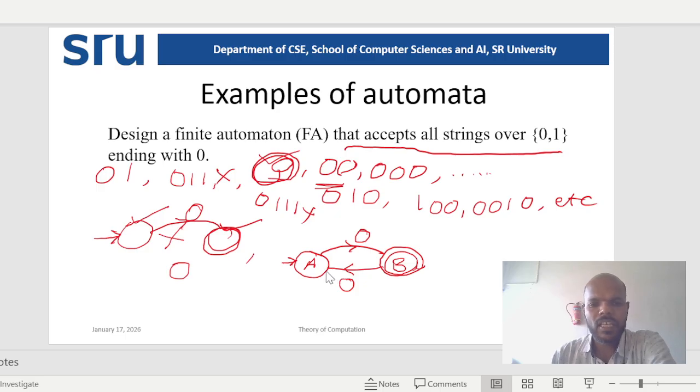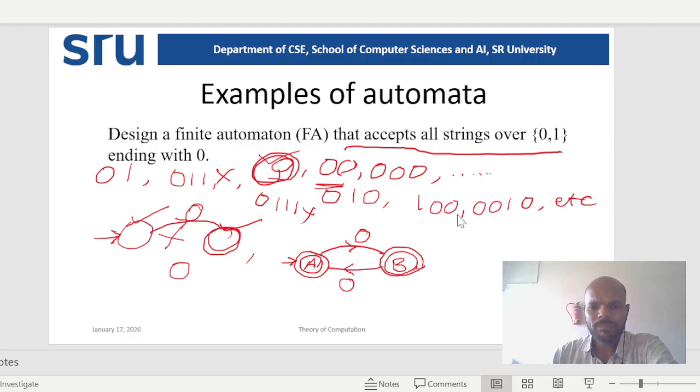So, can I make it like this, a double circle? This is also a final state. I can make it. So 0 is accepted, 00 accepted, 000 accepted, and so on. Any number of zeros is accepted.